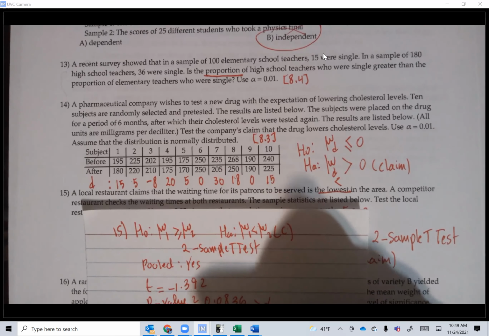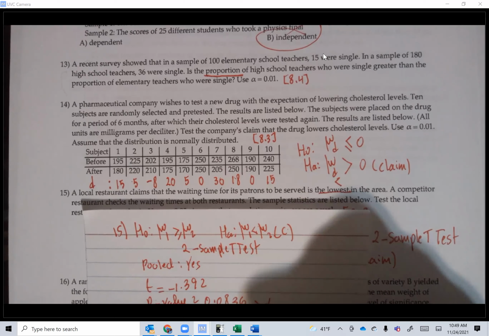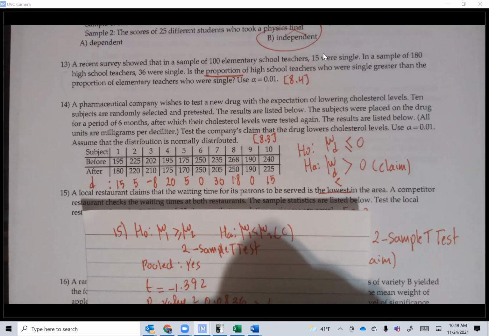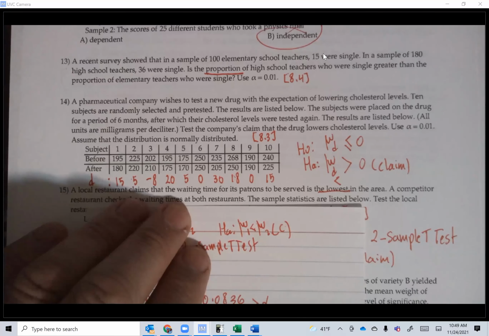I have one question. Mm-hmm. Can you explain one more time about pooled, like when it's yes and when it's no? Yeah, just 1 second. Okay, look, here's how you can tell.